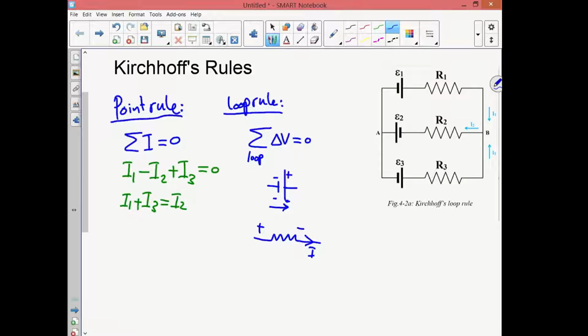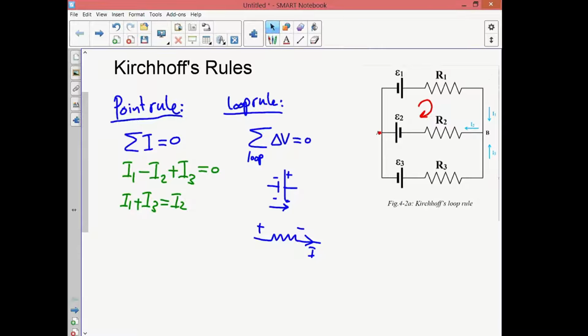Now let's take a look at the example on the right side, and we will apply the loop rule to the upper loop of this example. Now before we apply the loop rule, we will first decide in which direction we want to travel through the loop. So let's represent our travel by this arrow here. So we will start at point A and move clockwise in this upper loop.